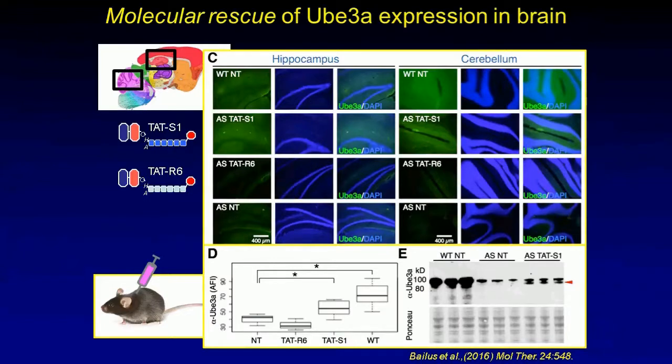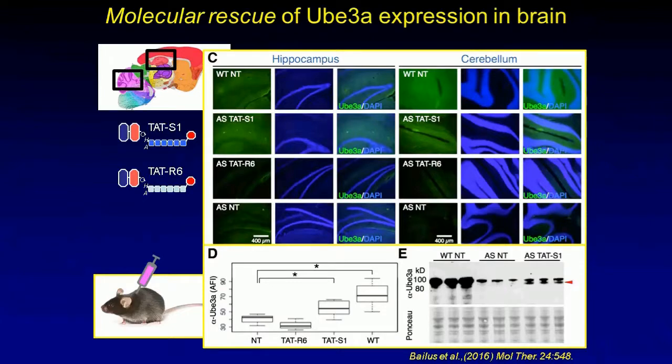On the bottom set of panels are the Angelman Syndrome mouse model, which expresses only background levels of UBE3A. When we treat with what's labeled as the TAT-R6 protein, which is just like our therapeutic protein, but has some differences in its DNA binding domain, it doesn't target that site and it doesn't reactivate UBE3A. But our TAT-S1 therapeutic protein, shown with the blue binding region, that does reactivate UBE3A.